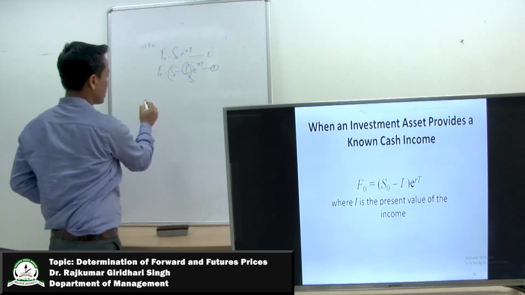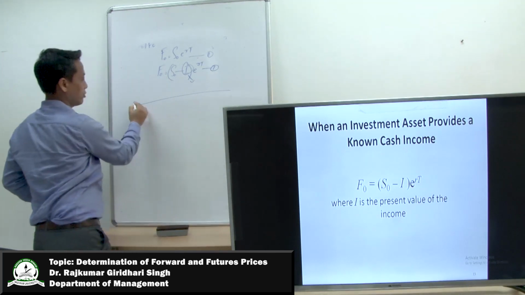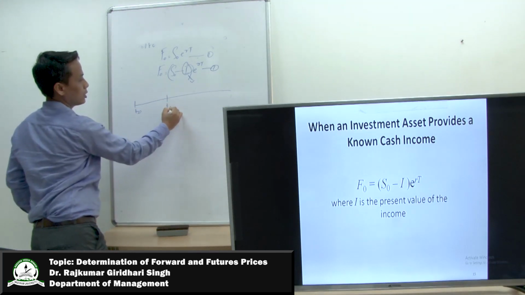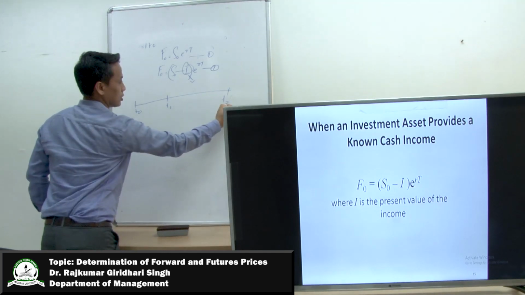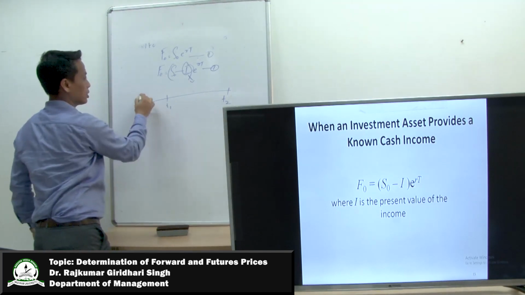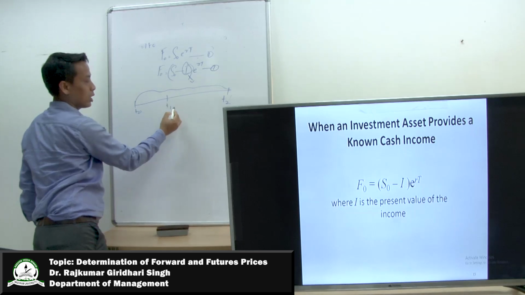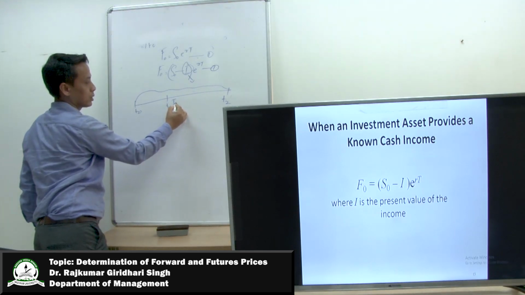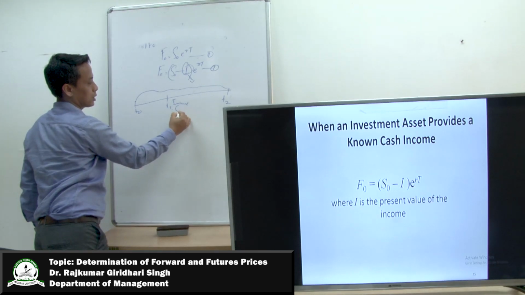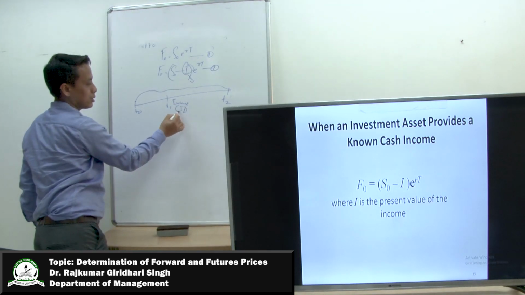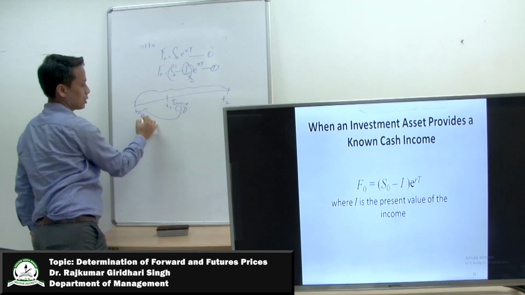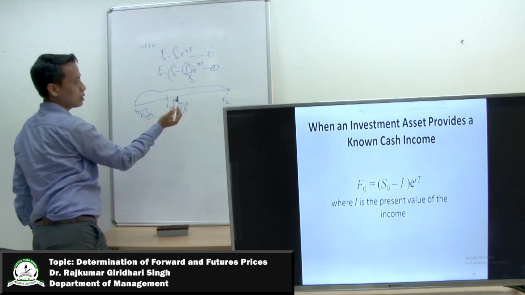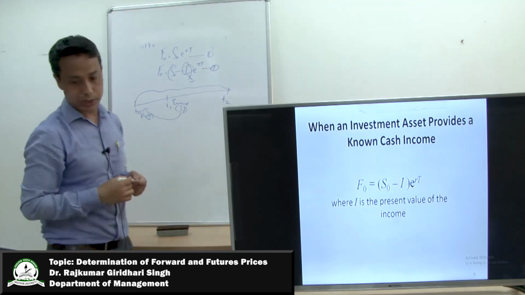That means you have T0 and T1 and then say T2. So your contract is from here to here, but at T1 you are receiving a cash income. It is represented by I. But this I we have to convert. What is the present value of this particular I? That is the only difference that we have to make. So let's see it out.